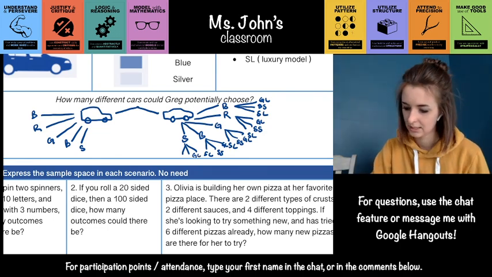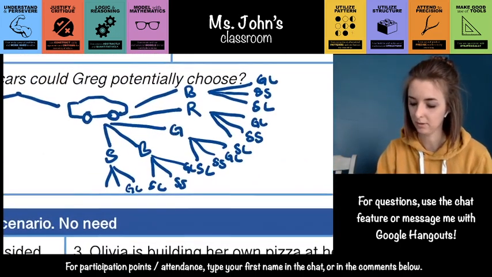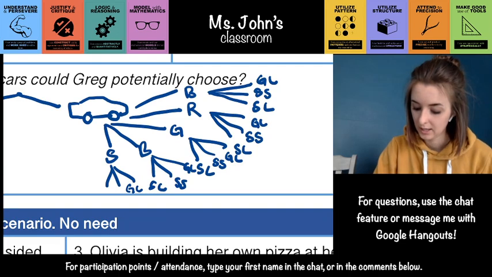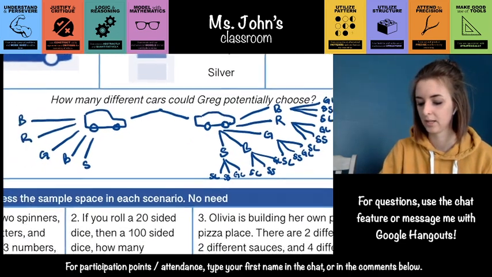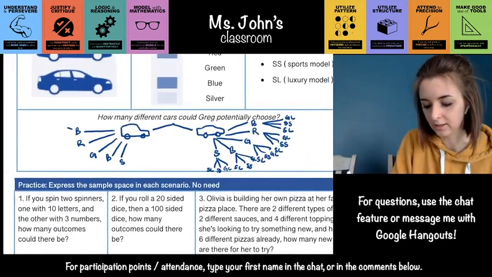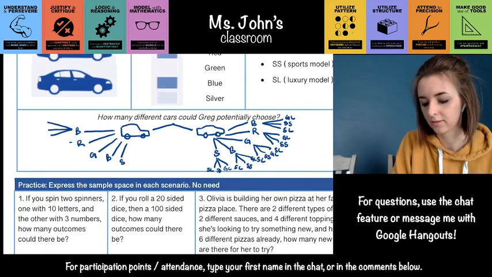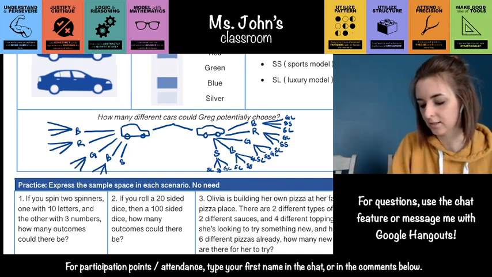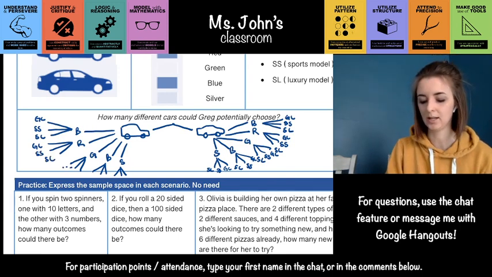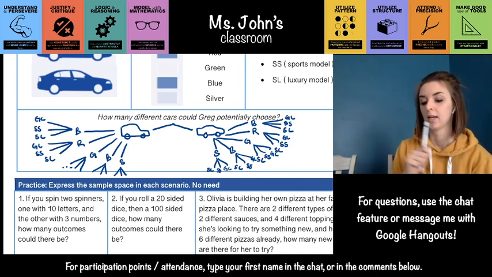GL. Maybe I'll zoom in, that would help. SS, and SL. And the same thing happens over here. Forgive me if I don't actually fill in all of these things. There are 3 different models for each of these colors. The same models. And so on, because I don't want to keep going.